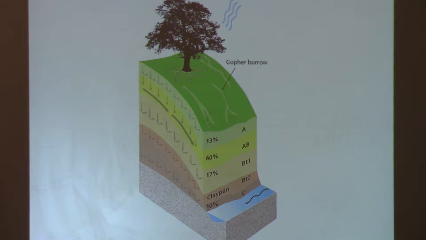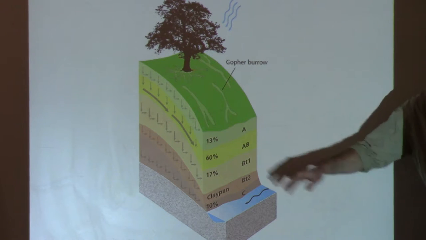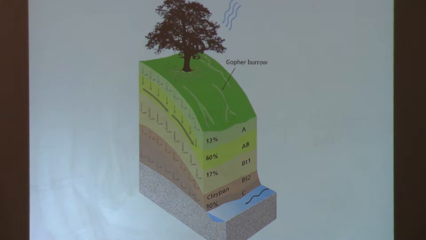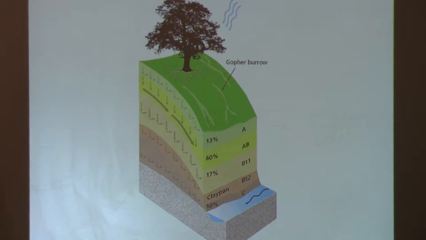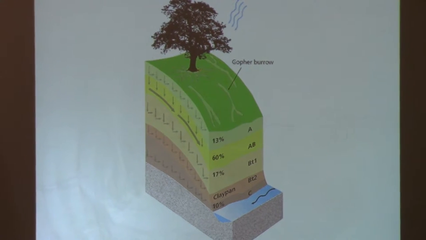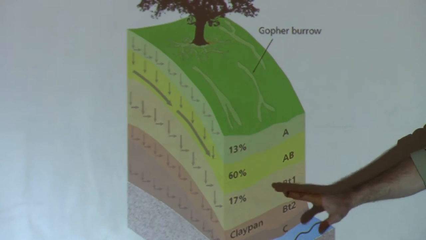And I'll just pass it around. You guys can visit with it. We can talk about it in the field or during a break. But we have a soil layer, typically in these oak woodland soils, that's really rich in clay. So you see the symbol BT. Whenever you see that in a soil, that BT, that's a clay layer. And usually water will sink down to it and be perched above it.